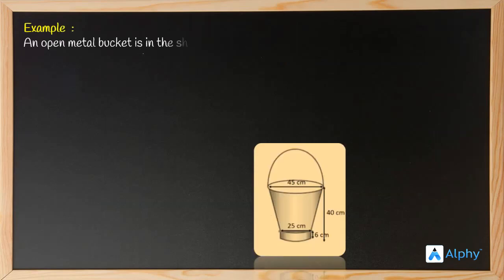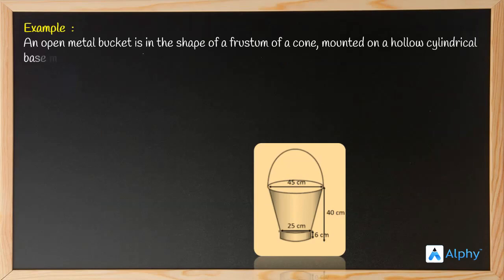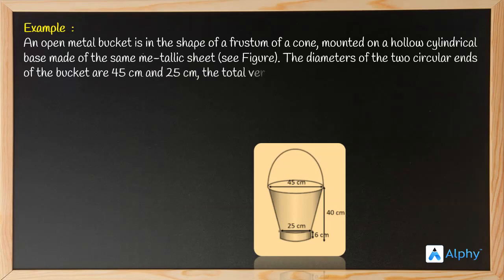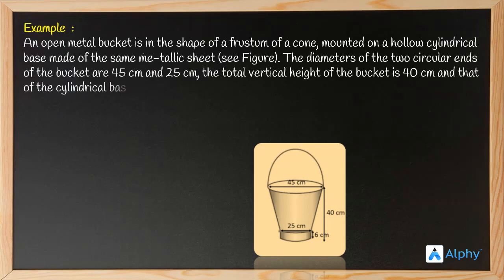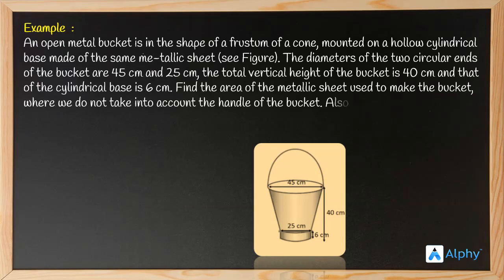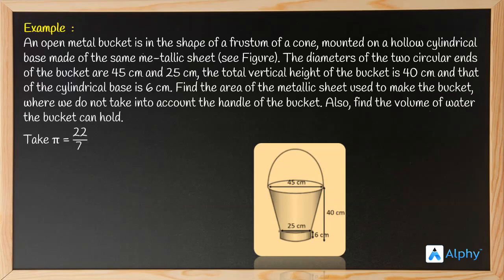An open metal bucket is in the shape of a frustum of a cone mounted on a hollow cylindrical base made of the same metallic sheet. The diameters of the two circular ends of the bucket are 45 centimeters and 25 centimeters. The total vertical height of the bucket is 40 centimeters and that of the cylindrical base is 6 centimeters. Find the area of the metallic sheet used to make the bucket, where we do not take into account the handle of the bucket. Also, find the volume of water the bucket can hold, and take the value of pi as 22/7.